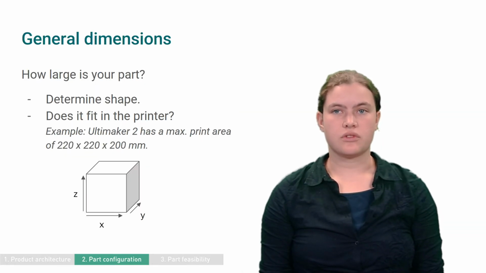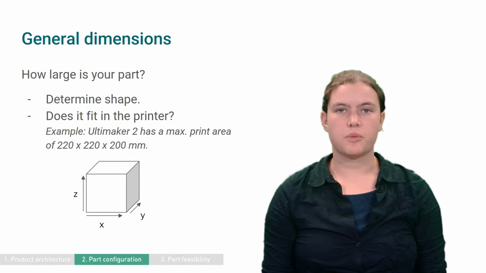You can think of general dimensions as a box in which your part fits. It is a lot easier to work with a part that fits in the printer. If your part is larger than your print area, you will have to split up your part. After printing, you can then glue the sections together. However, this will make your part weaker.